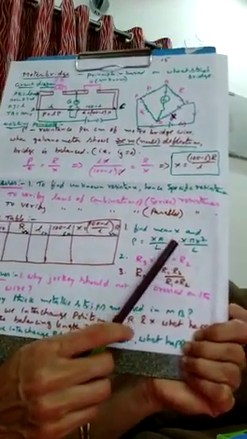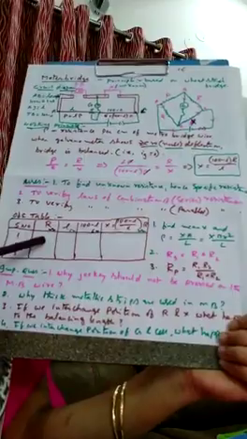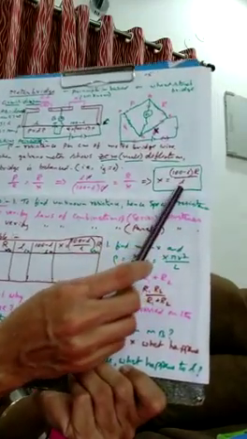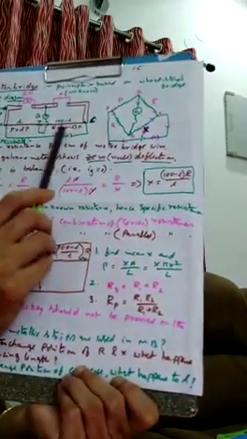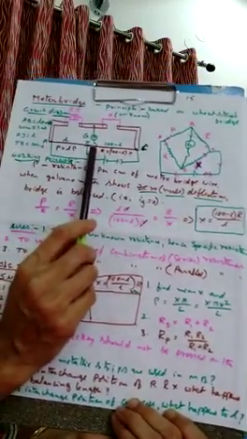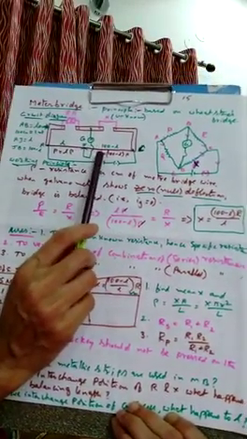Okay. Now we need to draw the observation table. The procedure I already told you. The formula we have derived. What is the formula? The working principle, X is 100 minus L into R upon L, where L is the balancing length on the meter bridge wire where the galvanometer shows null deflection.